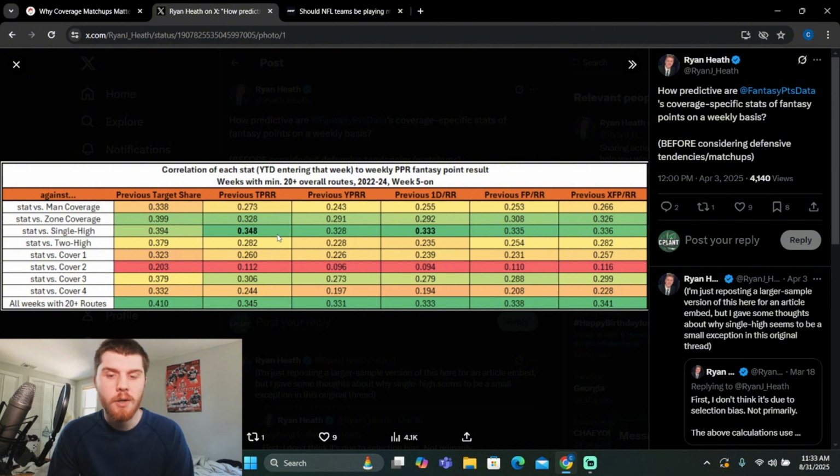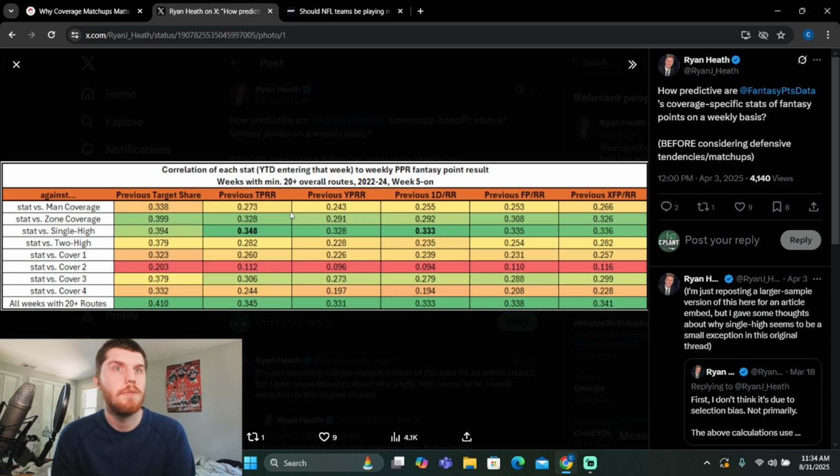It's kind of hard to glean any value from this. Generally, your performance versus single high is more predictive of future production. Performance versus man doesn't seem to carry as much predictive value as performance versus zone, which makes sense because, I think on small sample size, your performance versus man is probably going to have a wider degree of variance.